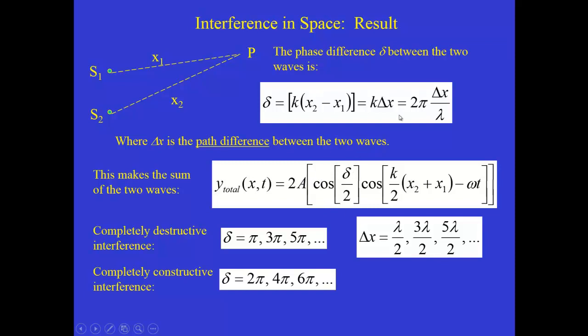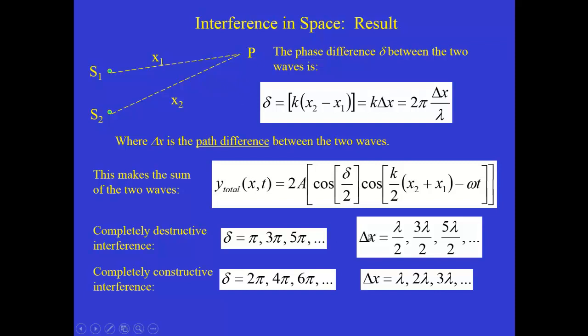And if I do the same thing with the top equation, take that top equation now and solve for delta x, for each of these values of delta, we get the integer multiples of lambda. So these are just two special cases, and that means that there are points in space where you'll hear a very, very loud sound if you've got completely constructive interference, and then there are other places where you'll hear a very soft sound and ideally no sound at all.